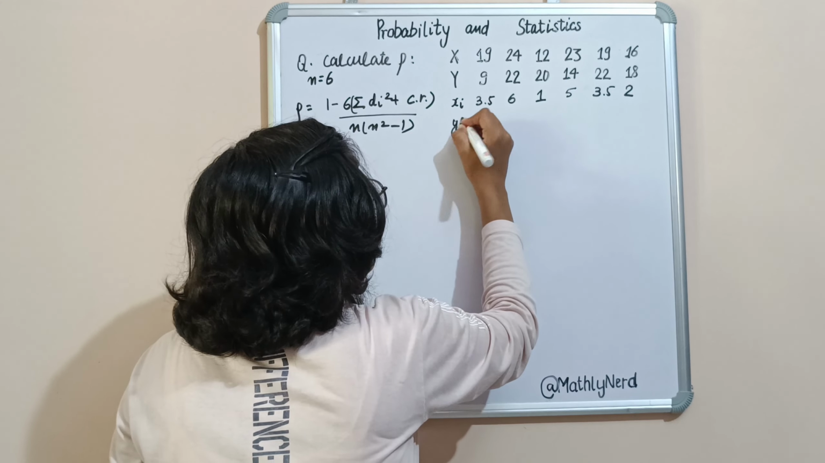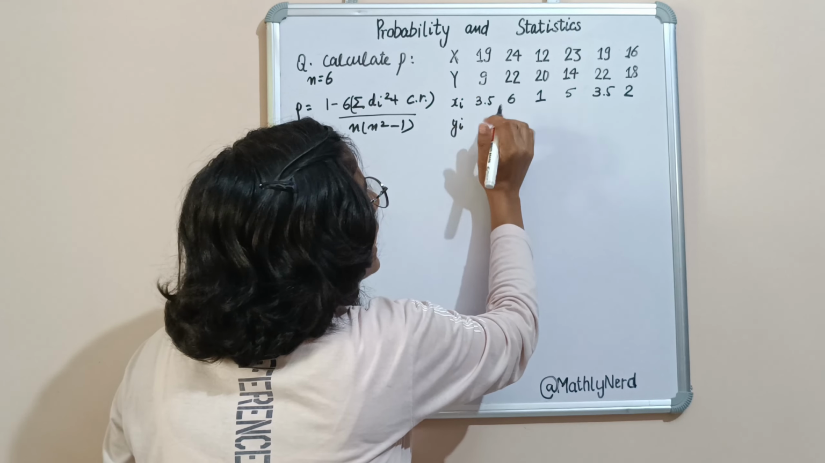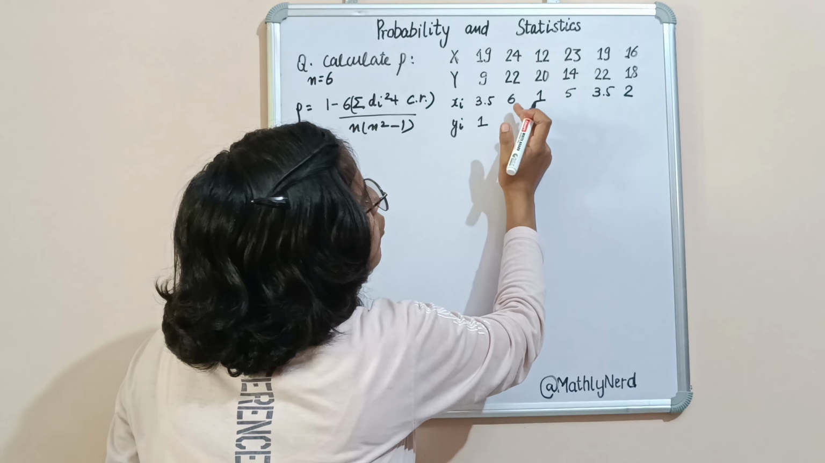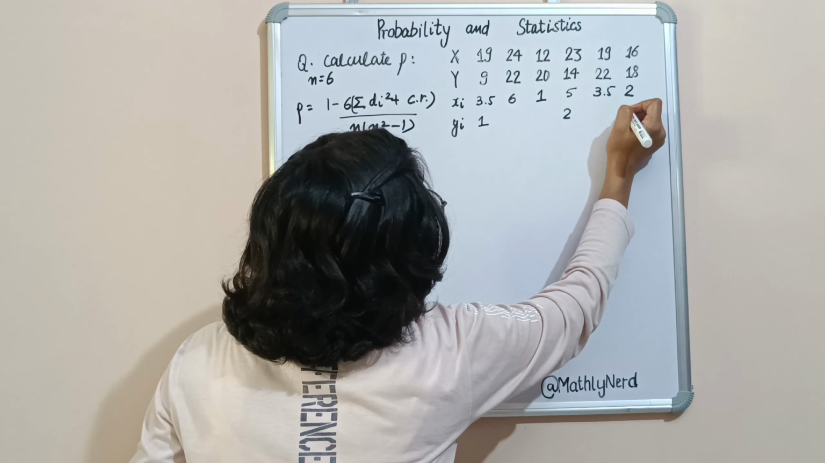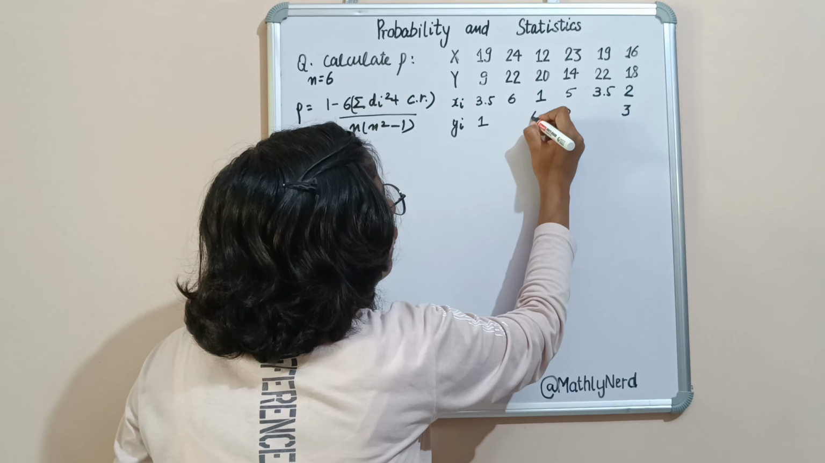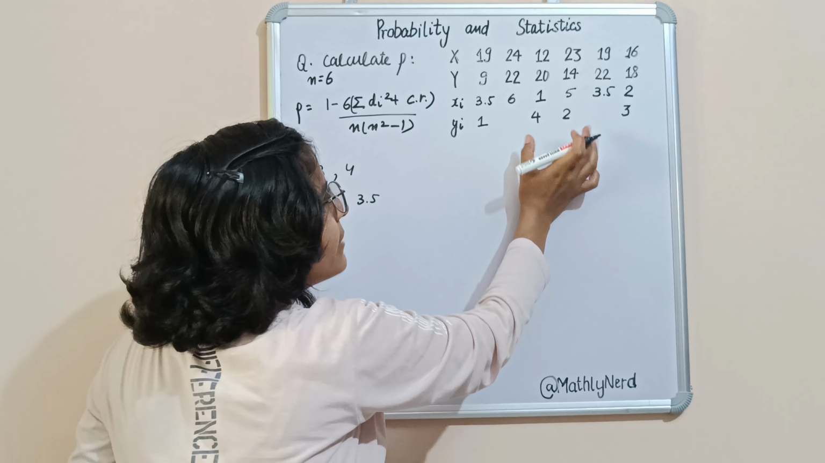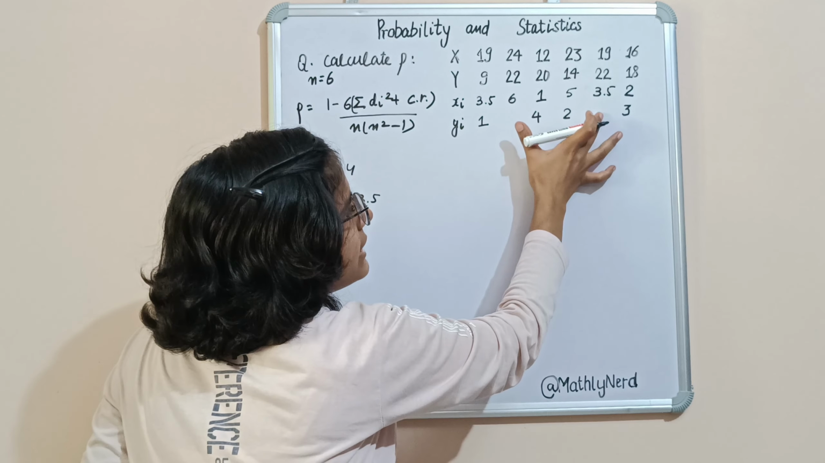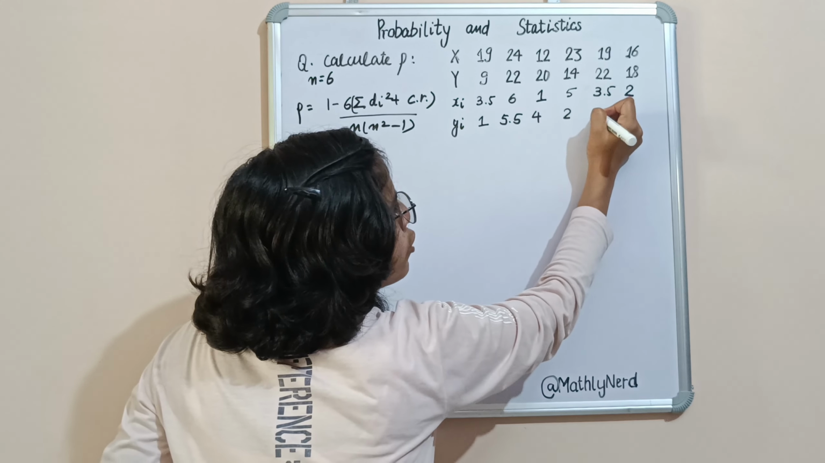Next we have to calculate yi. Our minimum number is 9. We will give 1 to this. Now 14, 2; 18, 3; 24. Now we have 22 repeated 2 times. So we have to give 5 and 6 ranks, so we will give 5.5 to both of them.